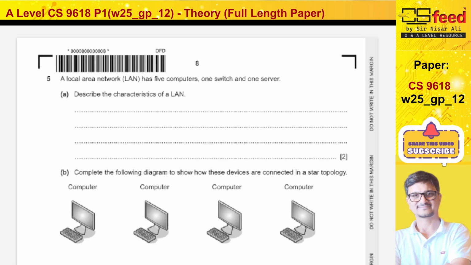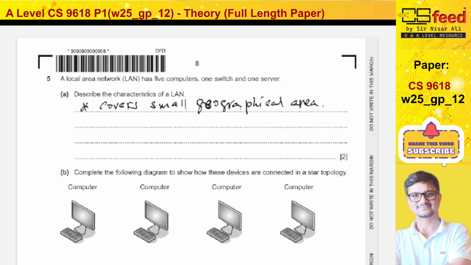A local area network has 5 computers and 1 switch and 1 server. Characteristics of a LAN. So LAN, the important point. So here we have 2 marks. It covers the small geographical area. Now this point is important. Small geographical area. All right.